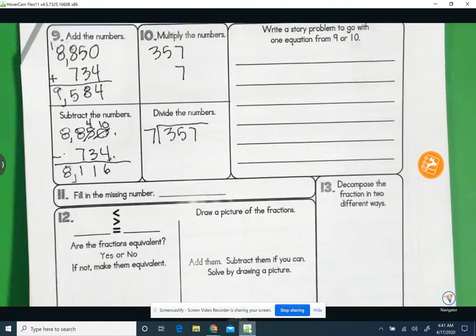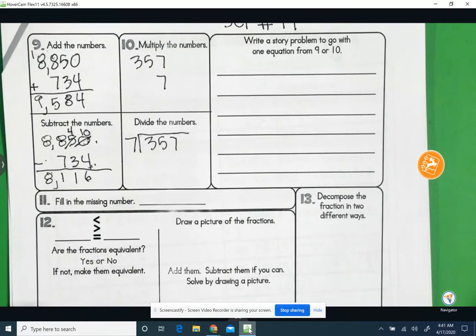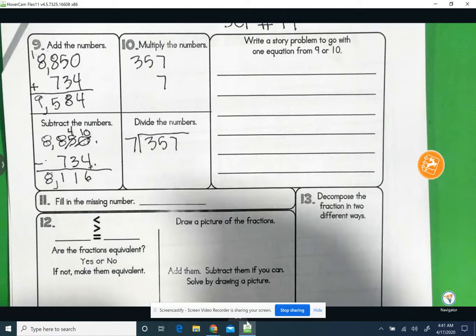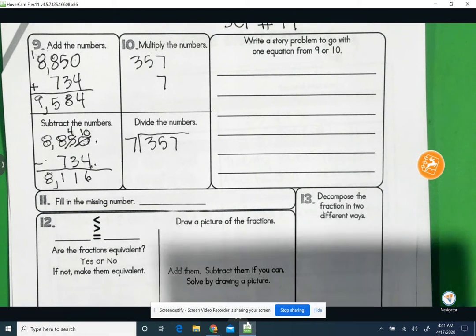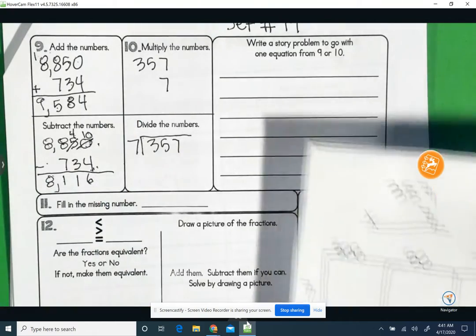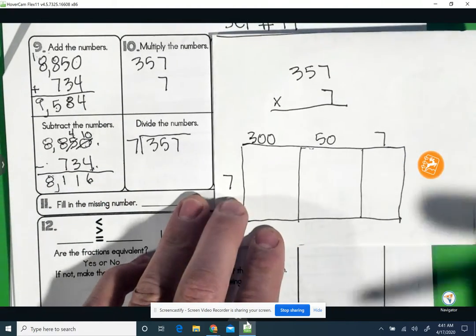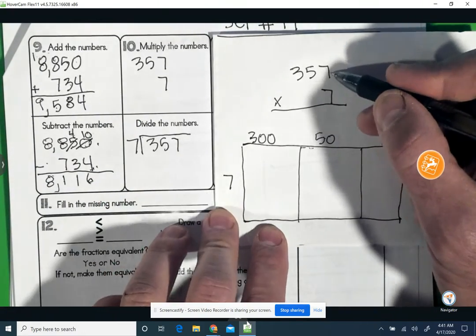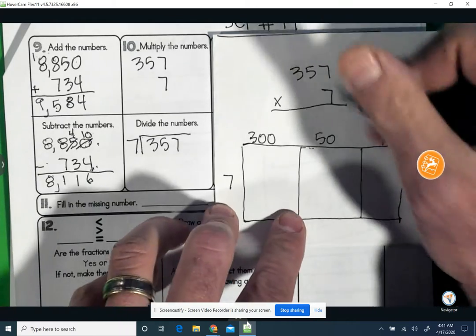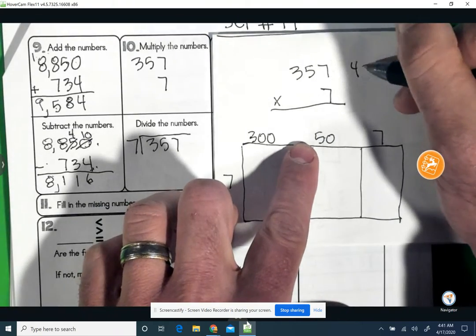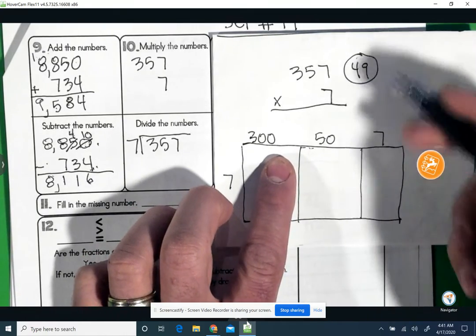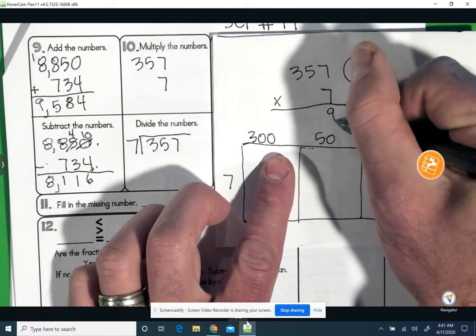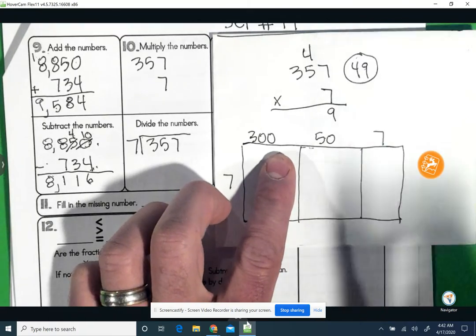Okay, moving on over to number 10. Number 10 is where we are given two numbers and we are asked to multiply those numbers and we're asked to divide those numbers. Looking at our two numbers, 357 and 7, we can first multiply. The first way we can go about multiplying is the classic standard shortcut algorithm. 7 times 7 gives us 49. Put that 49 over here. Okay. That lets you know you got to do something with it. Circle it. Put the 9 down and carry the 4.